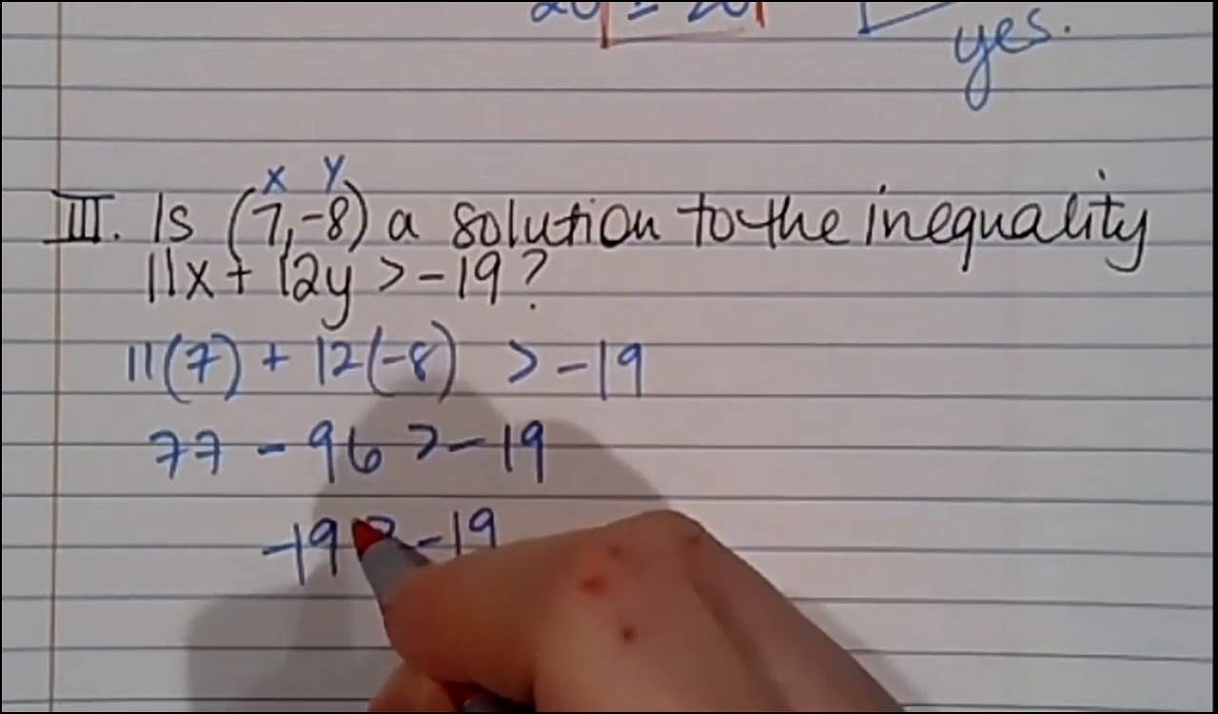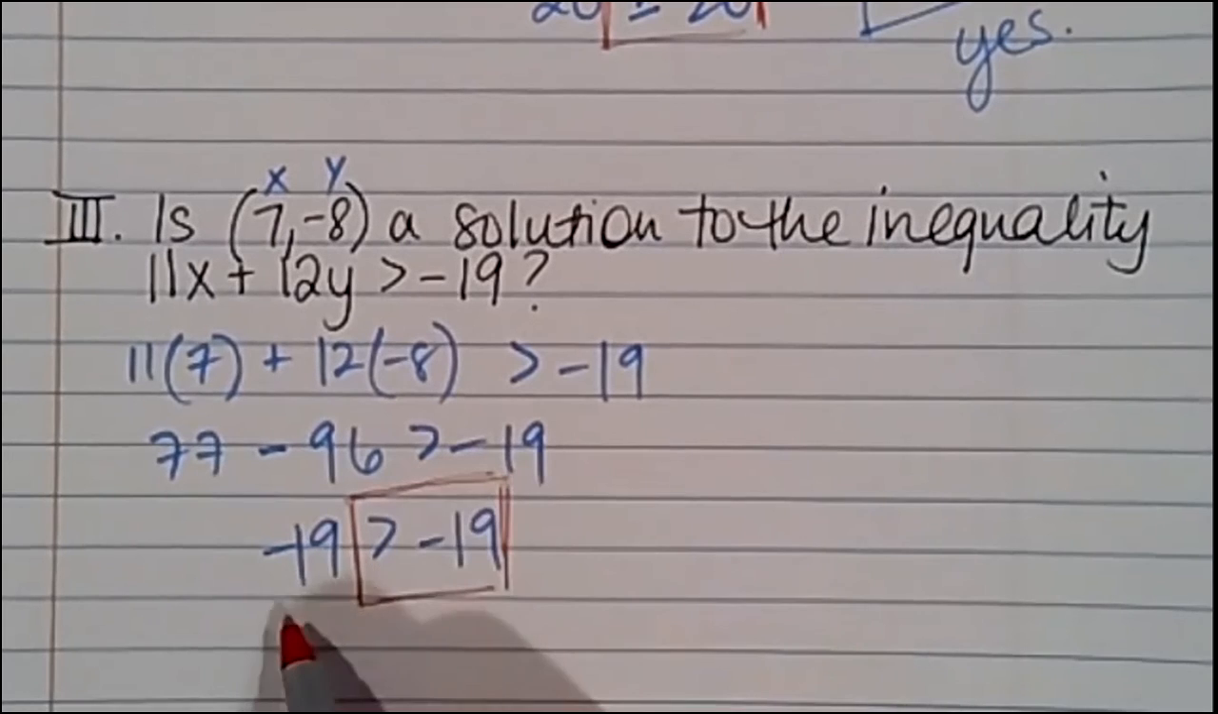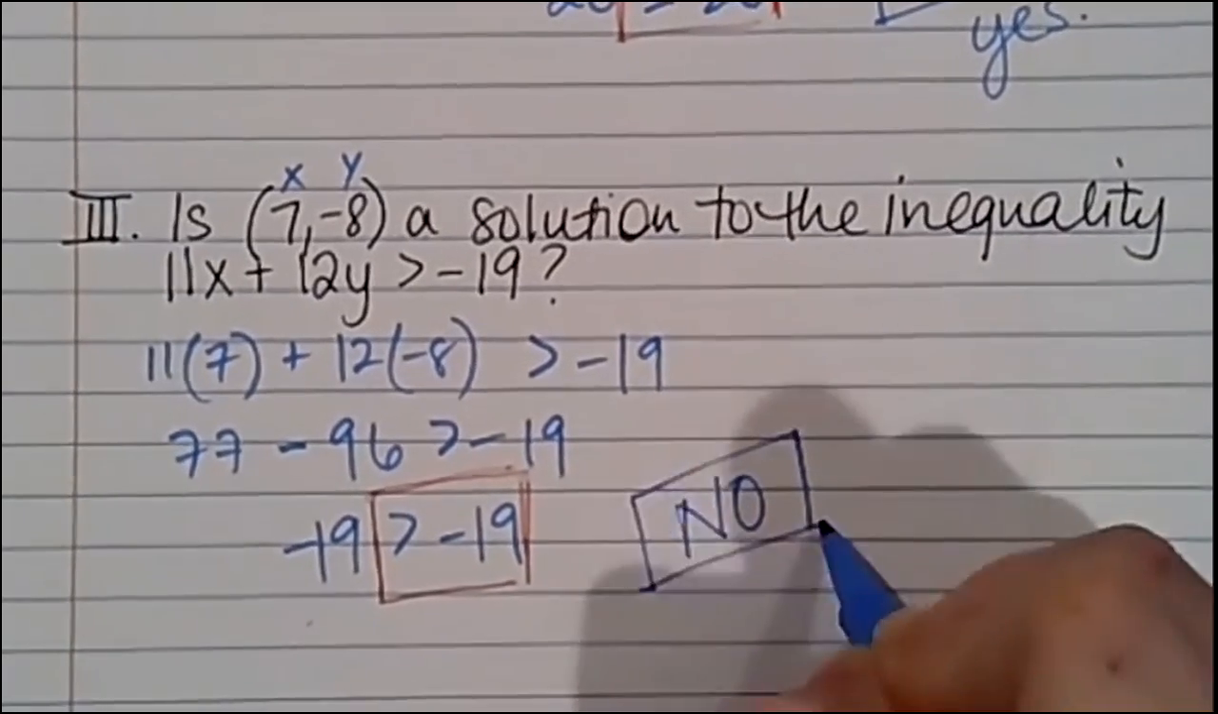Again, you're focusing on the rule. It has to be greater than negative 19. Is negative 19 greater than negative 19? The answer is no, because it's equal, okay?